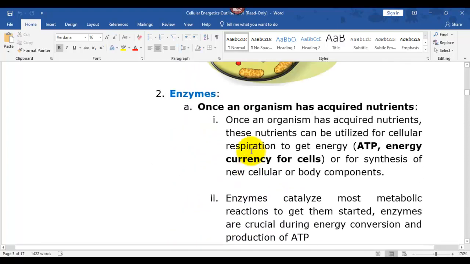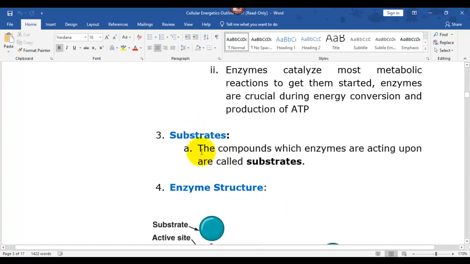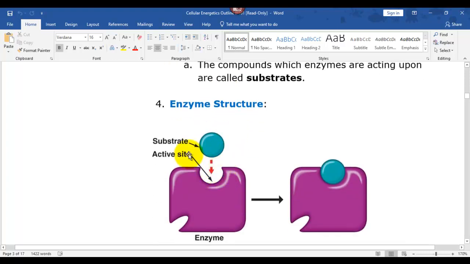And here's the first part of this. Like I said, once they've acquired nutrients. Now the substrate is very specific, and it's what the enzyme is acting upon. You see the shape here, and a binding site or active site on an enzyme is where the substrate binds, and there's a very high affinity here. There's an attraction. It's like a lock and key example. Every enzyme has a very specific shape, and it's going to bind to a very specific substrate. I have an example for that.